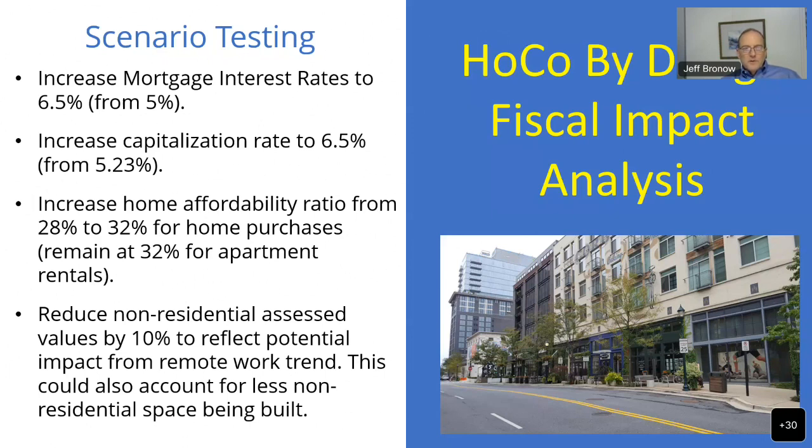So the first one is increasing the mortgage rate. As we know, mortgage rates have changed in recent months. Second, increasing the capitalization rate, which relates to the valuation for rental properties. Third, an increase in the home affordability ratio to 32%. And we're also going to reduce the non-residential assessed values to reflect the potential impact from the remote work trend. That would reflect both a reduction in the amount of office space and commercial space built. It also could reflect a reduction in the assessed value, given the demand may be lower. So we're going to go through each of those.